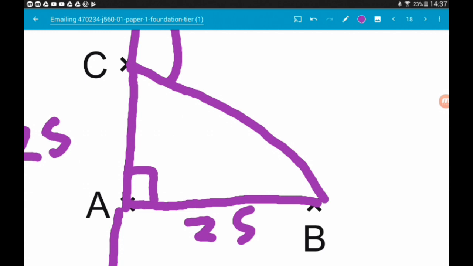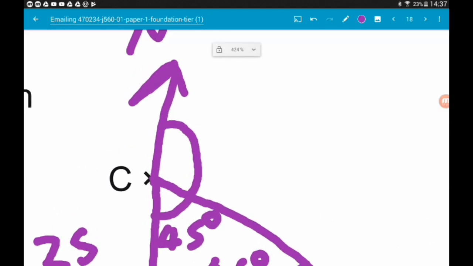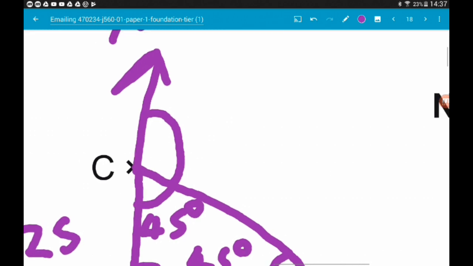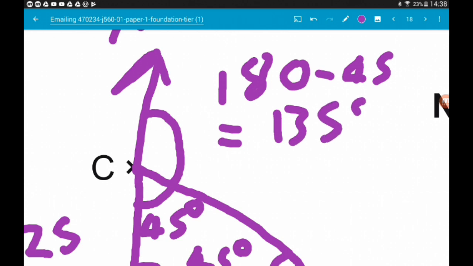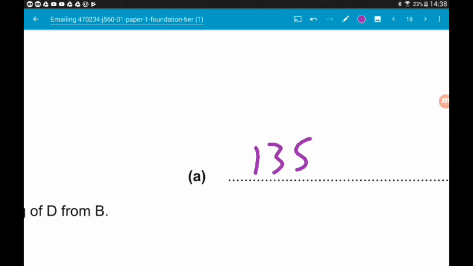So if it's isosceles, which we know it is because C and B are the same distance away from A, that makes this angle 45 degrees and this angle also 45 degrees. Now we can work out this bearing because this 45 degree angle and this angle just above it are angles on a straight line. So they add to 180. So we're going to do 180 minus 45, and that gives us 135. So our answer to part A is 135.